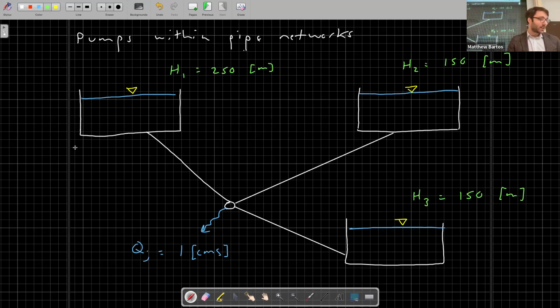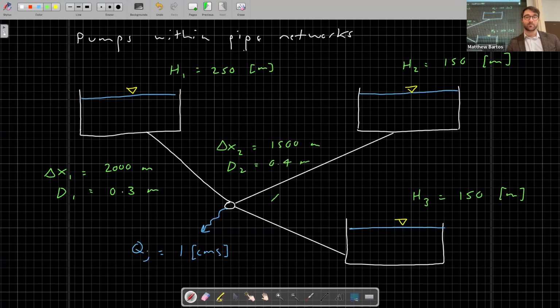And then for each pipe, we have some set of pipe parameters. So for the first pipe, we have a length of 2,000 meters and a diameter of 30 centimeters. For the second pipe, we have a length of 1,500 meters, diameter of 0.4 meters. And for the third pipe, we have a length of 2,500 meters and a diameter of 50 centimeters, so 0.5 meters.